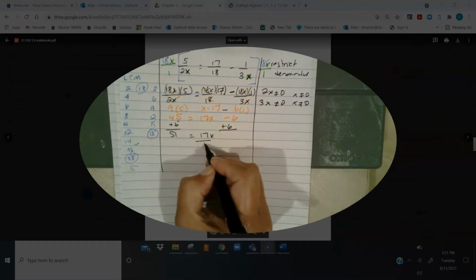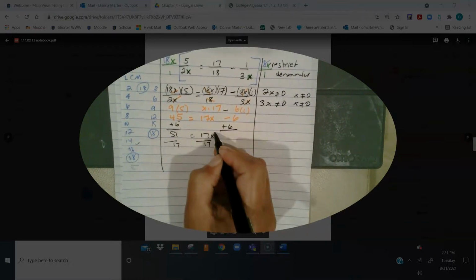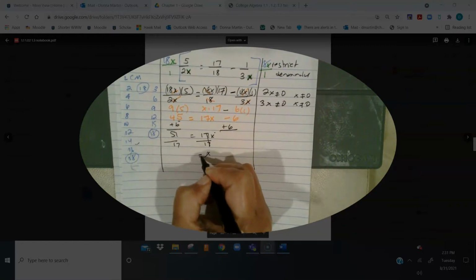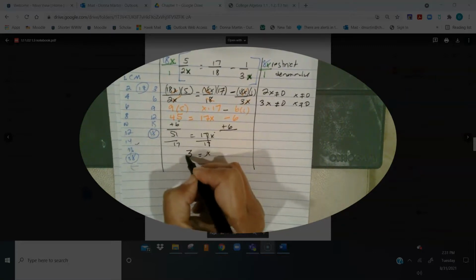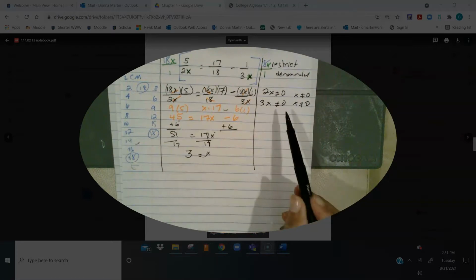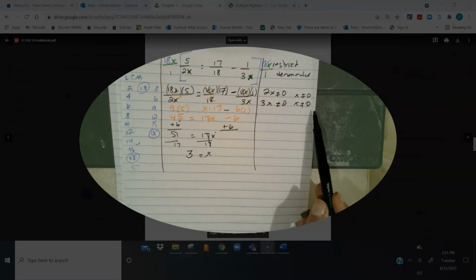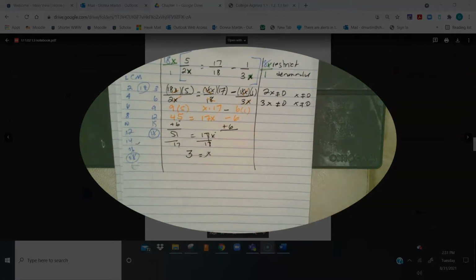Opposite of multiplying by 17 is dividing. 17 will go into 51 exactly 3 times. And since my answer is not 0, which x could not be 0, I know that 3 is the solution to this problem. Feel free to pause and rewind, and pause and rewind. All this Martin magic in here has you removing the fractions at step 2.